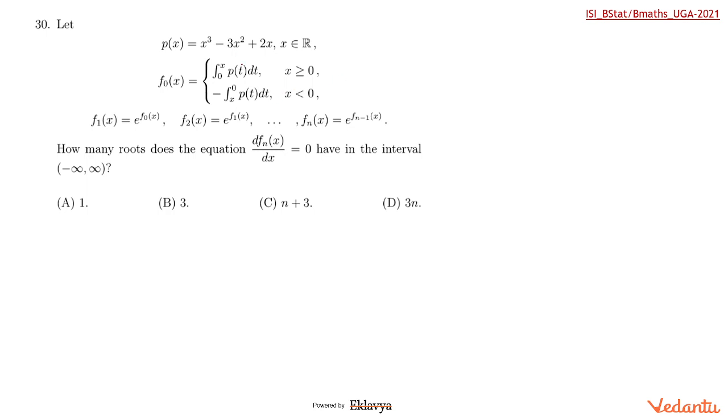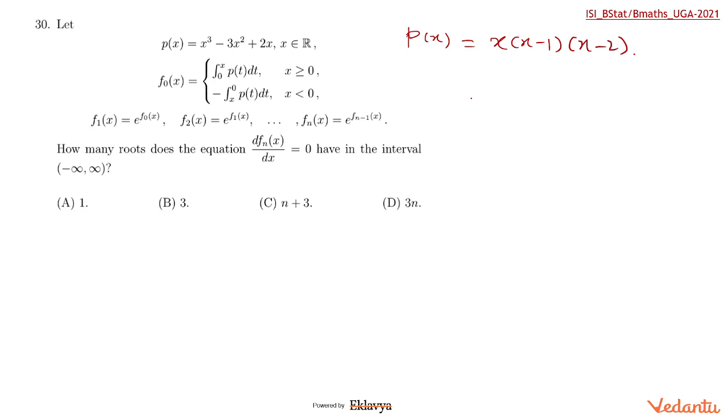ये this looks good. Px is x cube, so Px यहाँ पे दिया हुआ है हमारे पास. x कॉमन लेंगे तो x squared minus 3x plus 2, so x into (x minus 1) into (x minus 2), ये फंक्शन है हमारा. f naught x is the integral of px from 0 to x for positive side में, नेगेटिव साइड में minus integral of x to 0. ठीक है.